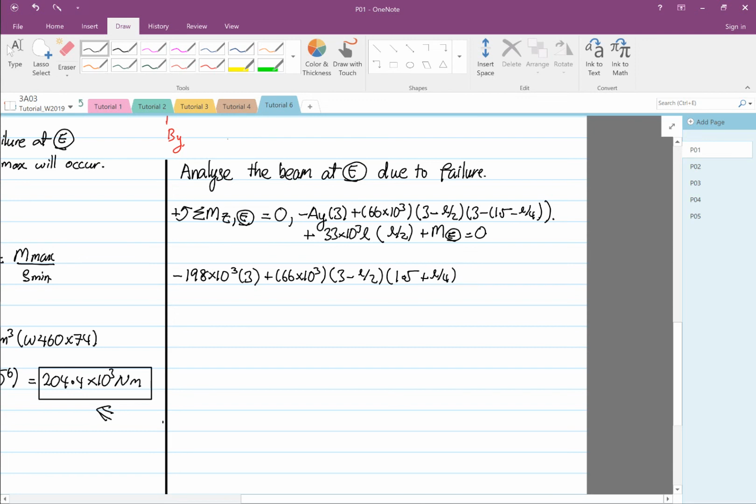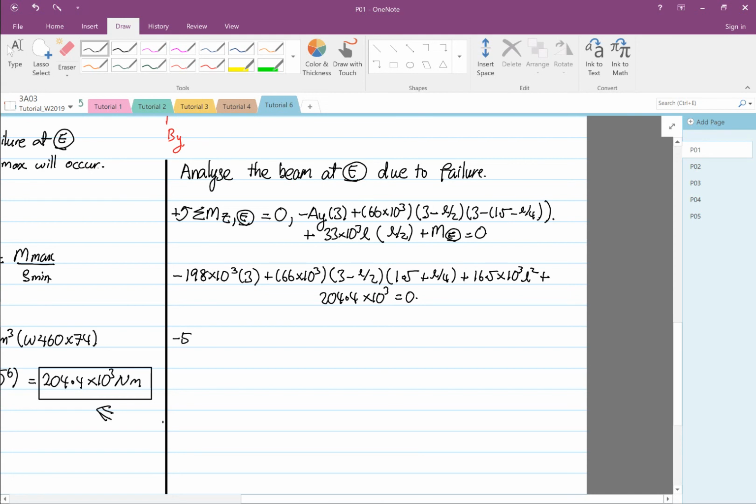Okay, then plus 16.5 times 10 to the power 3 L squared. Okay, and then you plus your moment at E, which is equal to 204.4, which is equal to 204.4 times 10 to the power 3. The whole thing is equal to 0.